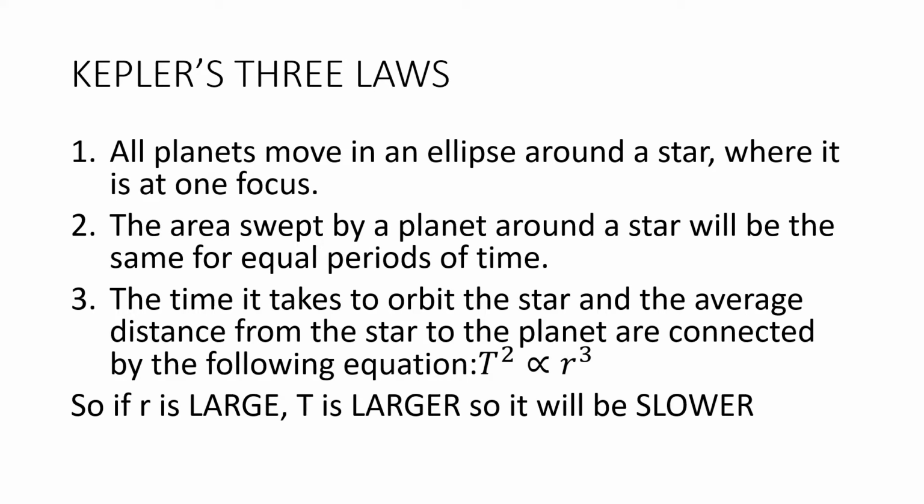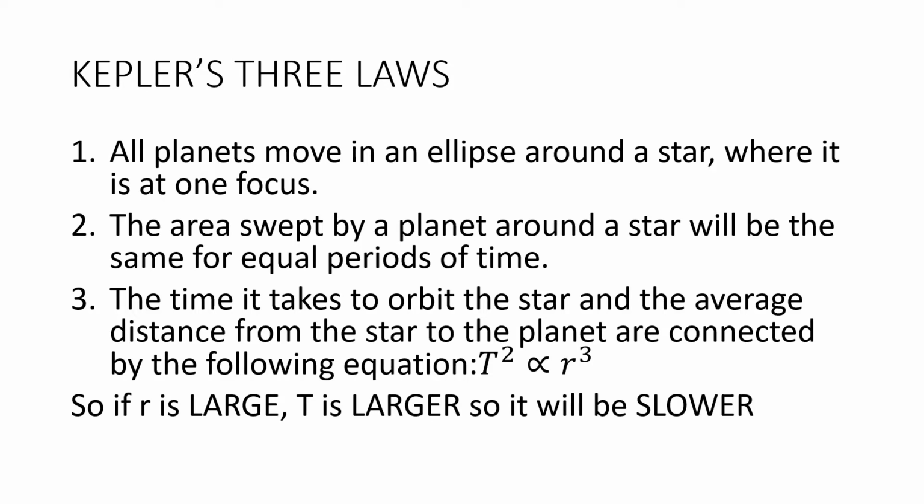Kepler's three laws. One: all planets move in an ellipse around the star, where the star is at one focus. Two: the area swept by a planet around a star will be the same for equal periods of time.